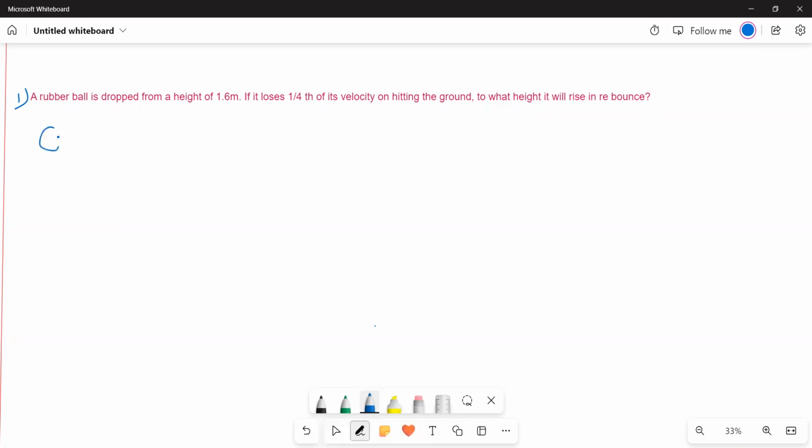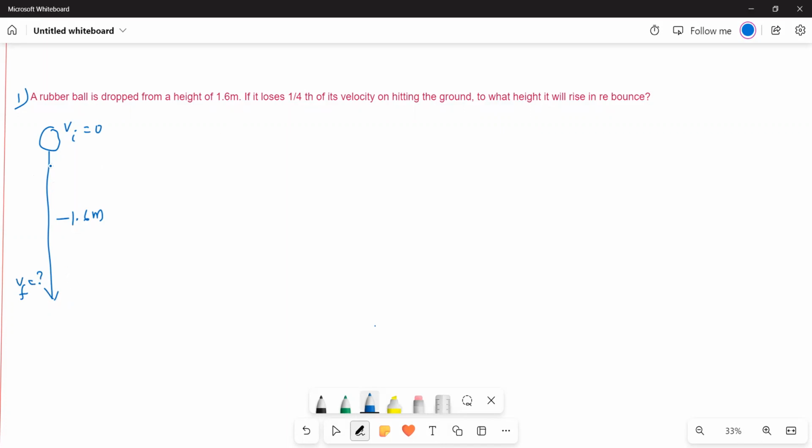The ball is dropped from a height of 1.6 meters. It is falling down, so taking the downward direction as negative, I will take 1.6 meters. Initially the object is at rest, so Vi is equal to 0. And then we have to find out Vf, the velocity just before hitting the ground. That is the first part of the question.